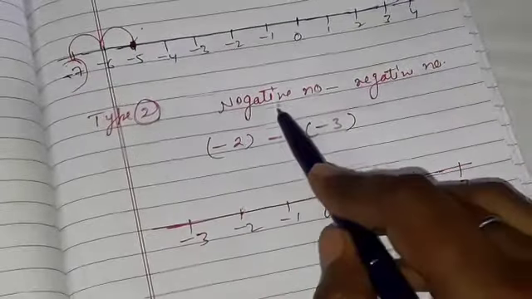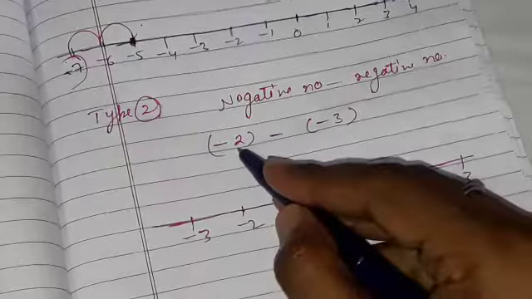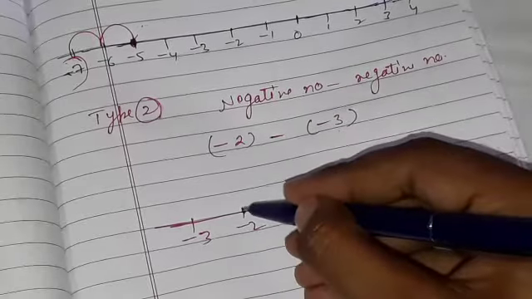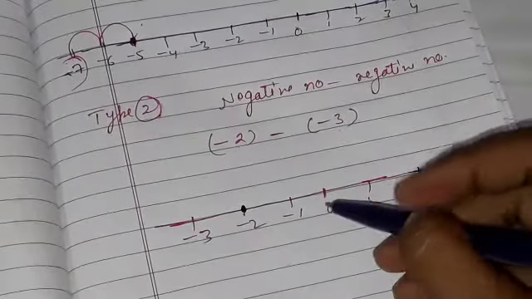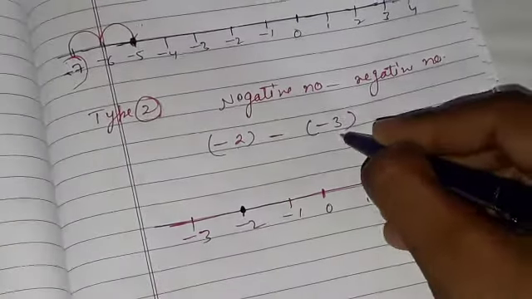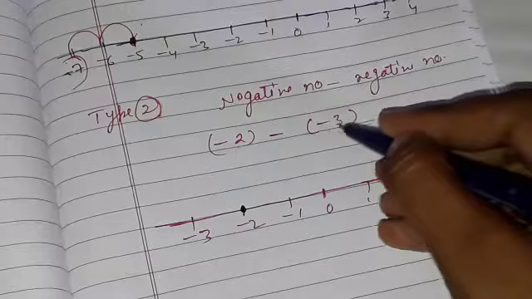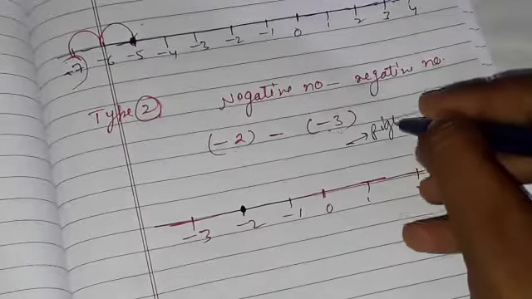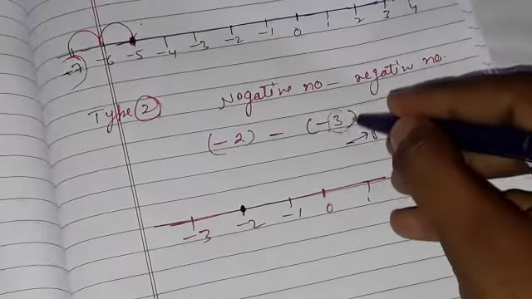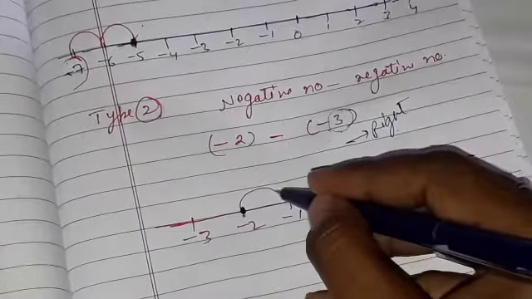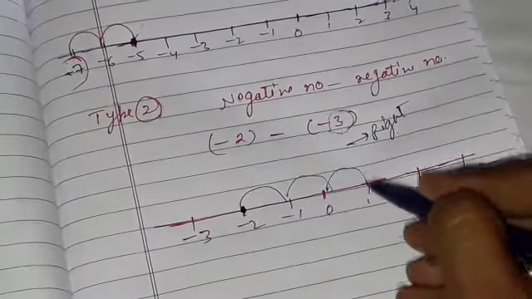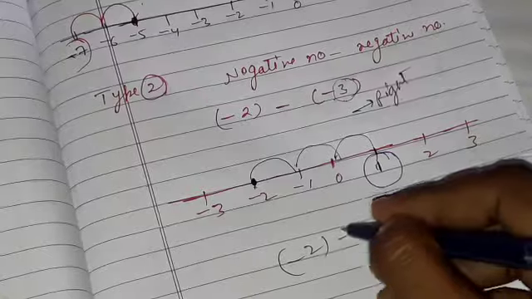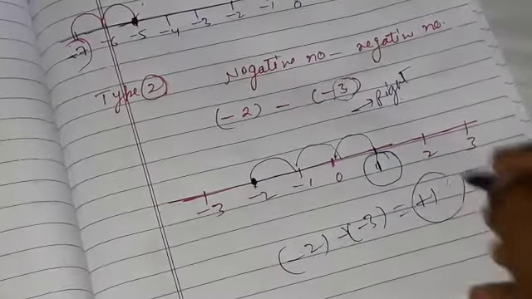Now class, the second type is negative number minus negative number. You can see here is a negative number, and again this is also a negative number. So you all know the first negative number is where you start your subtraction. And class, as I told you, in the second integer, which sign is here? Minus sign. So for subtraction, a negative sign means you have to move to the right-hand side. And how many steps? 3 steps. Move from here: first step, second step, and this is your third step. So your answer is 1. So minus 2 minus minus 3 is equal to plus 1.